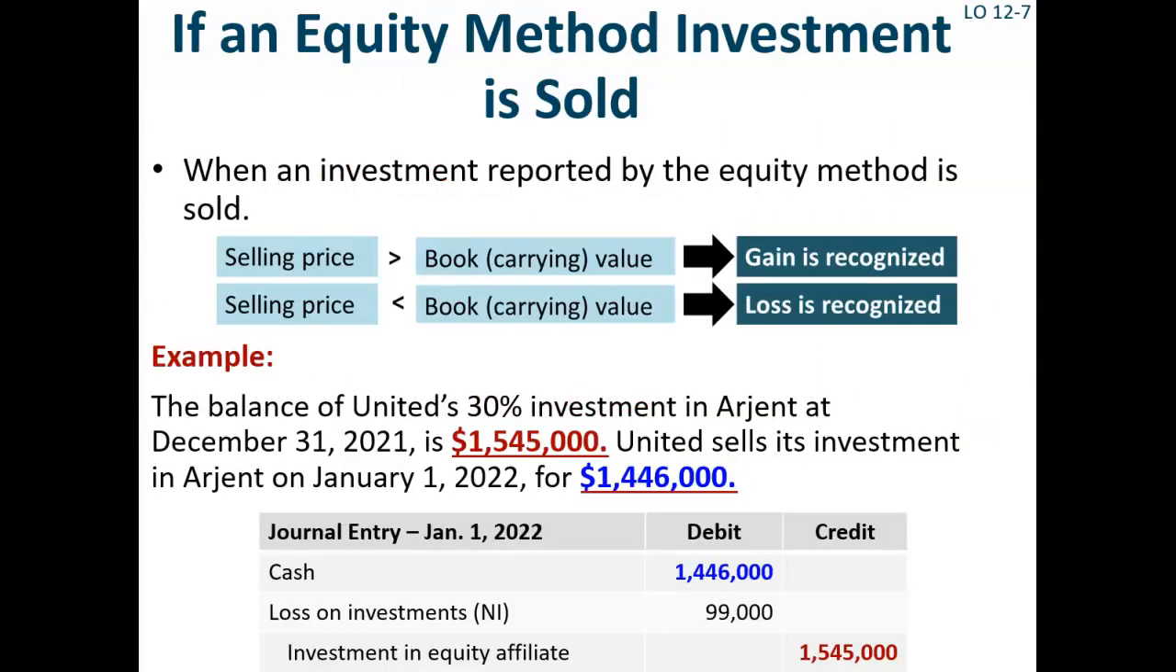When an investment reported under the equity method is sold, we recognize gain or loss if the selling price is more or less than the carrying amount of the investment. For example, let's continue our illustration and assume United sells its investment in Argent on January 1st, 2022 for $1,446,000.